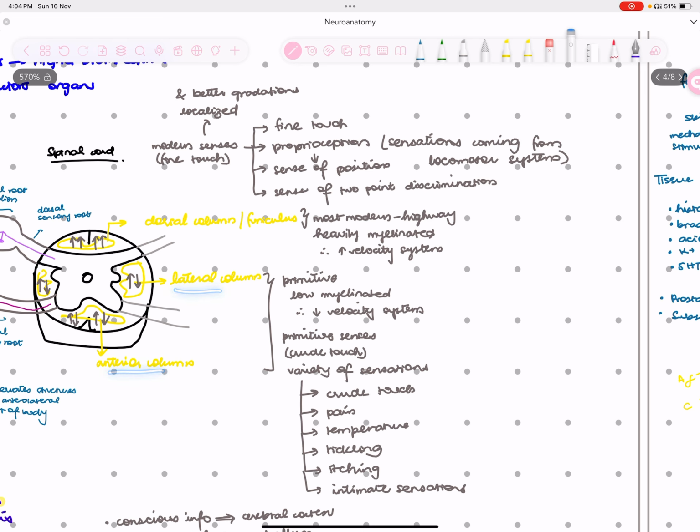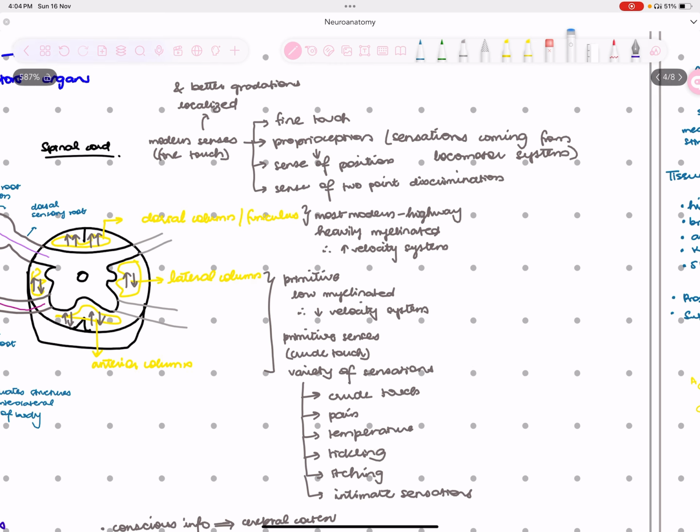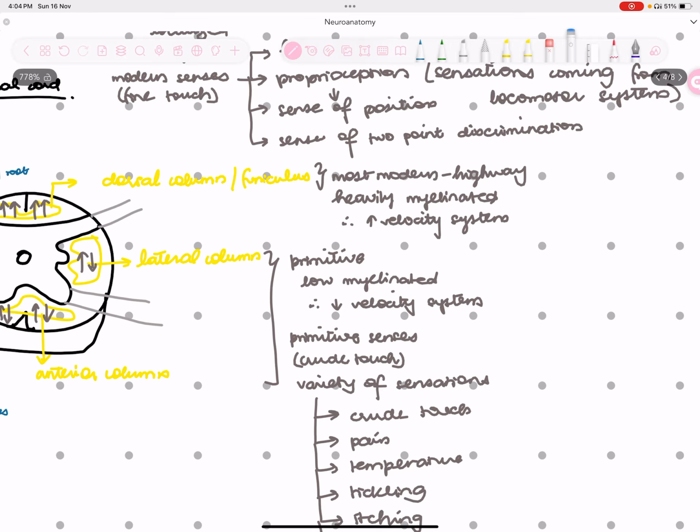Why? Because these are primitive, these are old, they were formed ages back. The dorsal column or funiculus is the most modern, the most recent, and even by recent we mean at least a bunch of millions of years ago. So the dorsal ones are modern, they're recent, and the anterolateral ones are primitive. Right? Now, what do I mean by that?